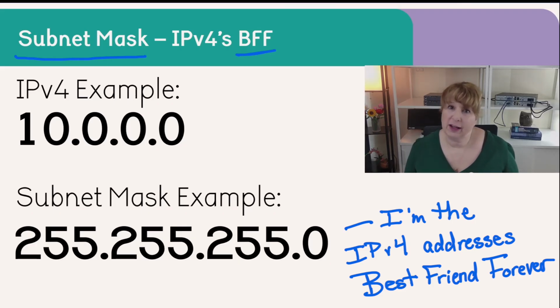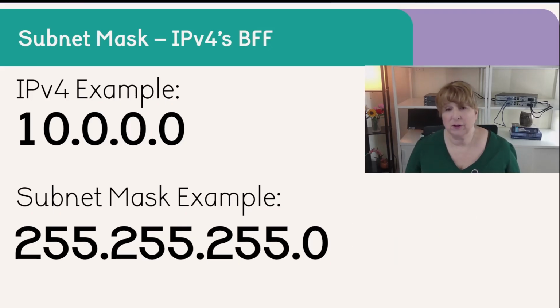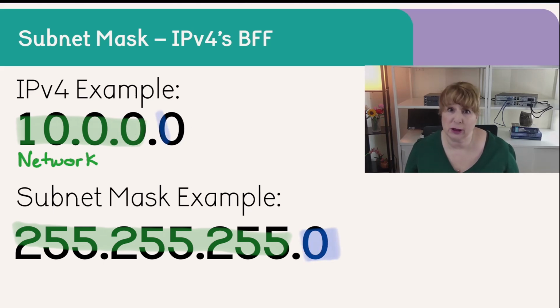Here we have an IPv4 address with its BFF, the subnet mask. When we combine this IPv4 address with this particular subnet mask, the first 3 octets are identified as the network portion, and then the last octet is identified as the area where we can have our hosts, which include the network ID and the broadcast IPv4 address.